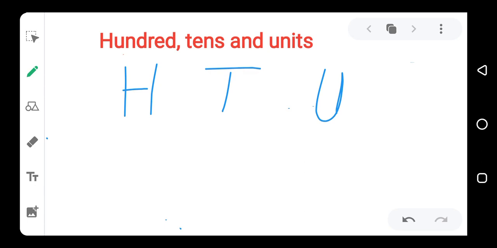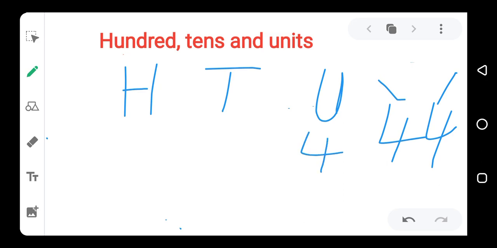Now, if you have 44, how are we going to write it? 44 has 2 digits. So we put the first 4 under units, and we put the second 4 under tens.